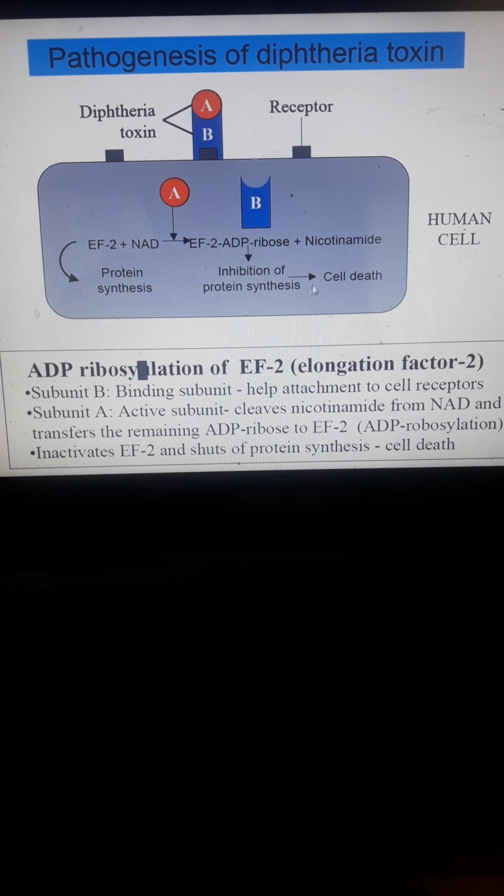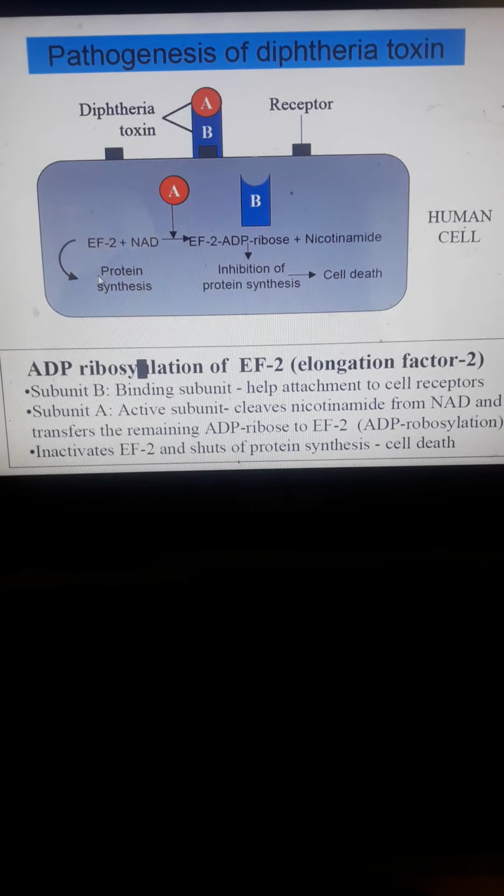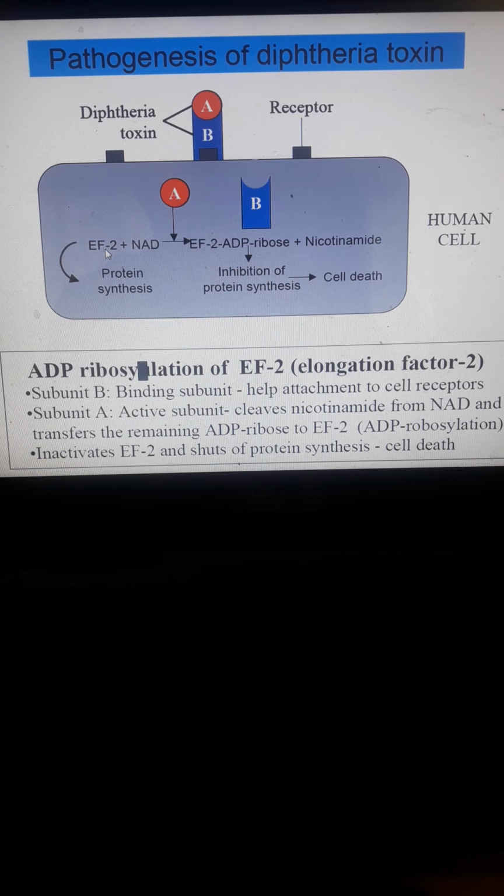So this is the human cells, and we have the receptors. Again, your fragment B helps the binding of your A with the receptors. And then your A is composed of an active subunit that cleaves nicotinamide from nicotinamide adenine dinucleotide. So this one, elongation factor 2 plus NAD, is involved in protein synthesis.